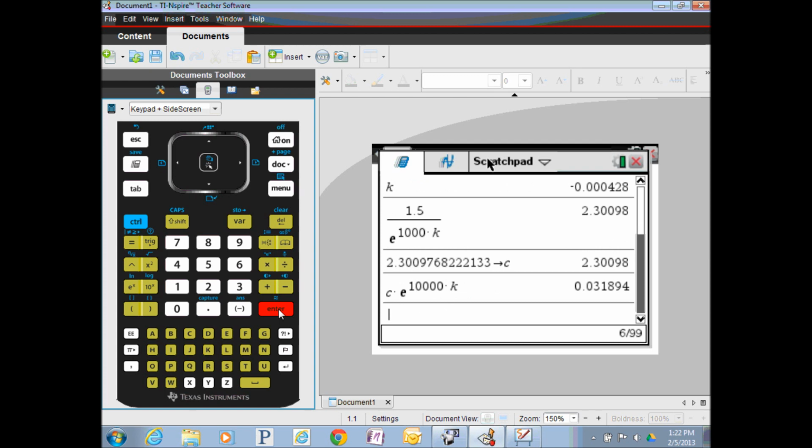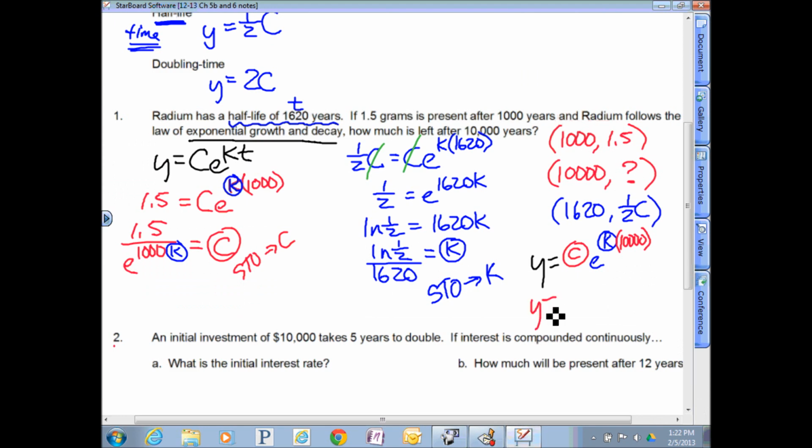Punch that in, and it looks like I'm going to have 0.03, and if we're going to three decimal places, 0.032 grams would be my final value. So my final value, 0.032 grams if we're rounding it to three decimal places. And the nice part about it is you know you didn't screw up the rounding because the calculator took care of all your exact values for you.